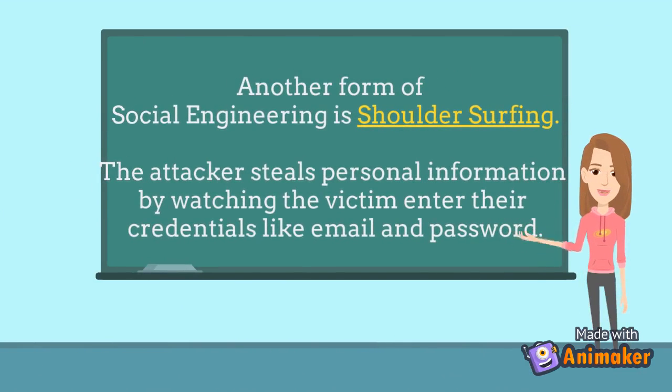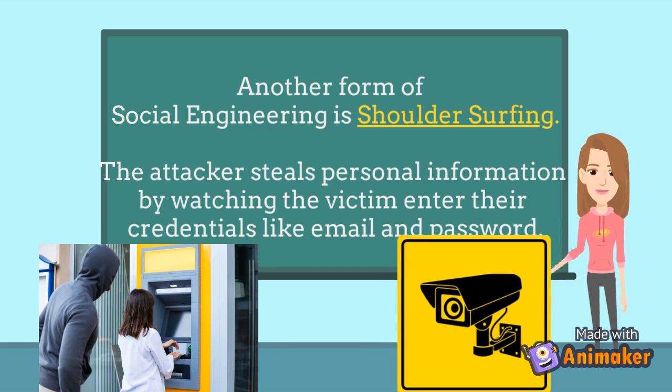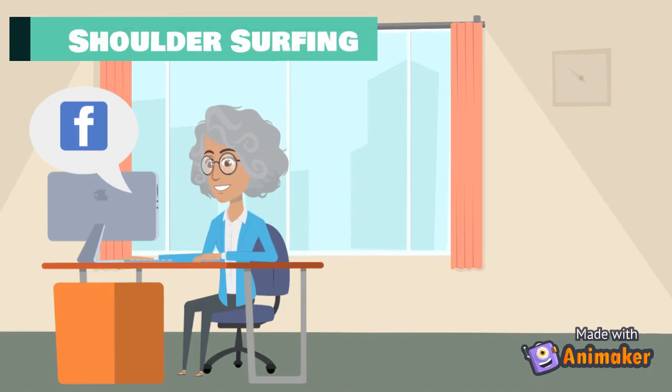Another form of social engineering is shoulder surfing. Shoulder surfing is when someone tries to steal private information such as bank account numbers and passwords by looking over the victim's shoulder or even watching through CCTVs. Let us take a look at an example of shoulder surfing.